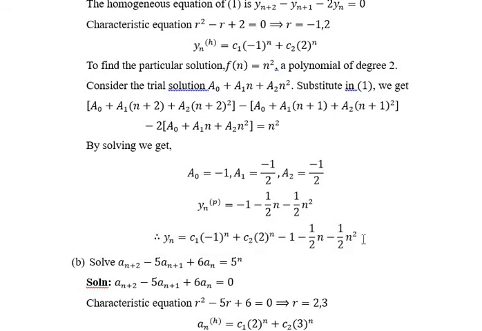So you have to know what the trial solution is, substitute that trial solution in your equation to get your a0, a1, a2, and find what is a0, a1, a2 and substitute the values of a0, a1, a2 in your trial solution and get your y_n^p, and then you will get the general solution as y_n is equal to y_n^h plus y_n^p.